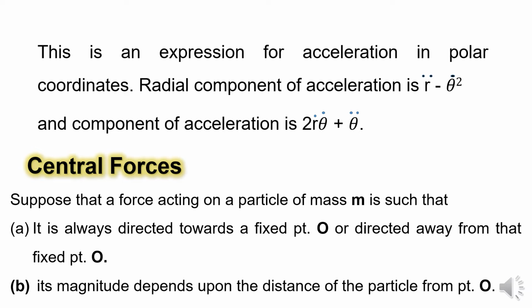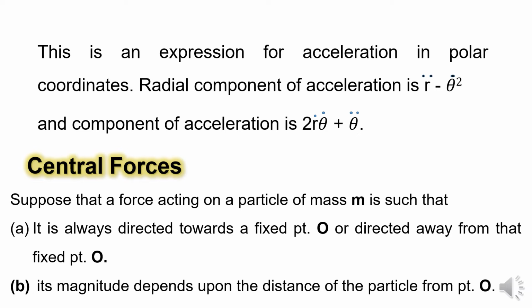This is an expression for the acceleration in polar coordinates. It has two components, one is the radial component and one is the transverse component. The radial component of acceleration is r double dot minus r theta dot square, and the transverse component of acceleration is 2r dot theta dot plus r theta double dot. The radial component is represented by ar unit vector, and the transverse component is represented by a theta cap.